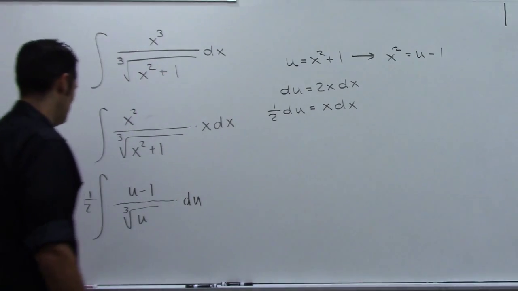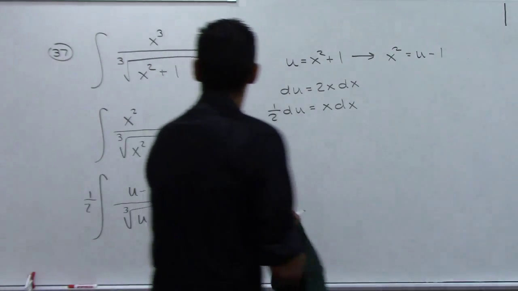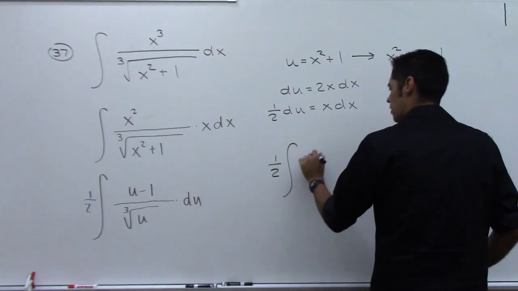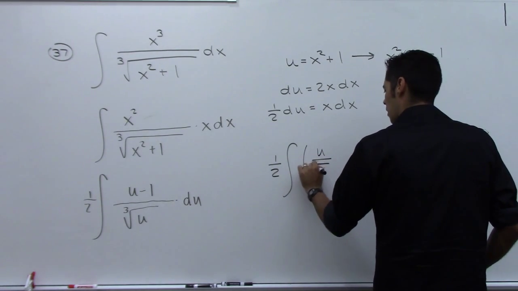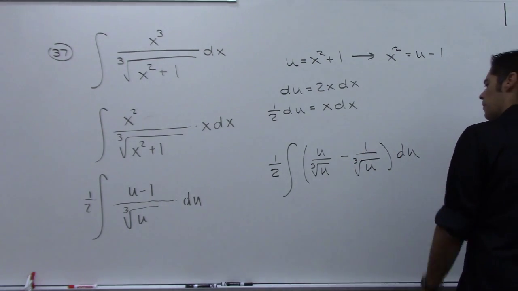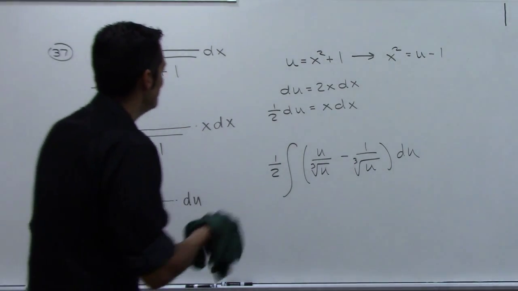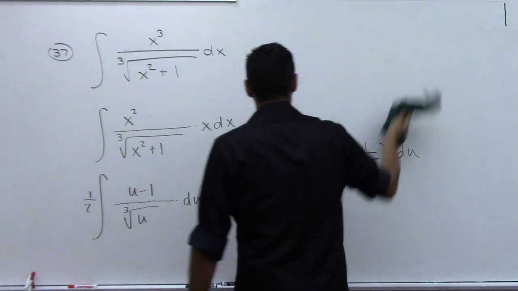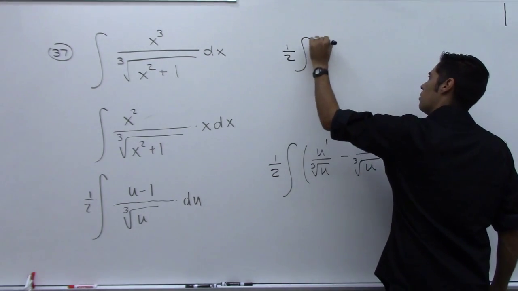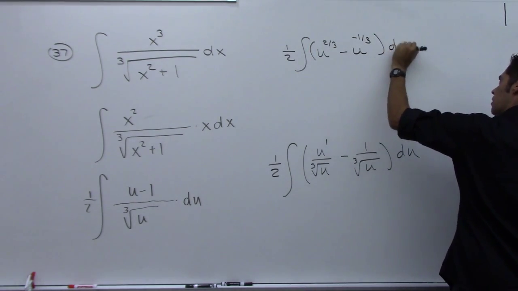This one's kind of turning out to be a little too easy. I don't know. So 1/2 integral, I can split this into two fractions. It's u over cube root of u, and then minus 1 over cube root of u, du. And that I'll just be able to use power rule on, so I don't see why this one's number 37, but oh well. Okay, so this is u to the first power over u to the 1/3 power. So that's u to the 2/3 power. And this is just minus u to the negative 1/3 power du, and then just power rule.